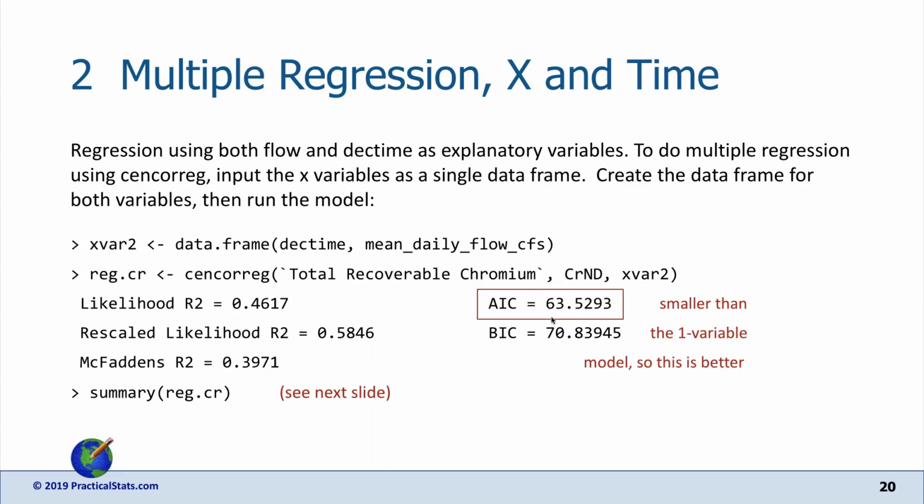That's telling you that that daily flow variable is really important. It's modeling a lot more of the variation than just time alone. And it's going to be significant. And this is going to be a much better model. The 2 variable model for 2 X variables is much better than the 1 variable model would be.